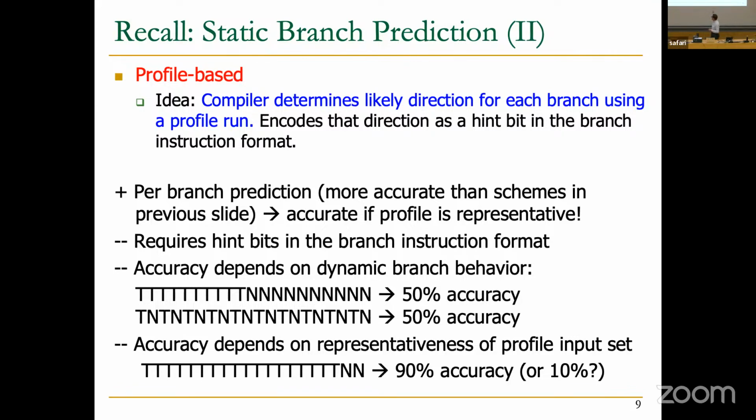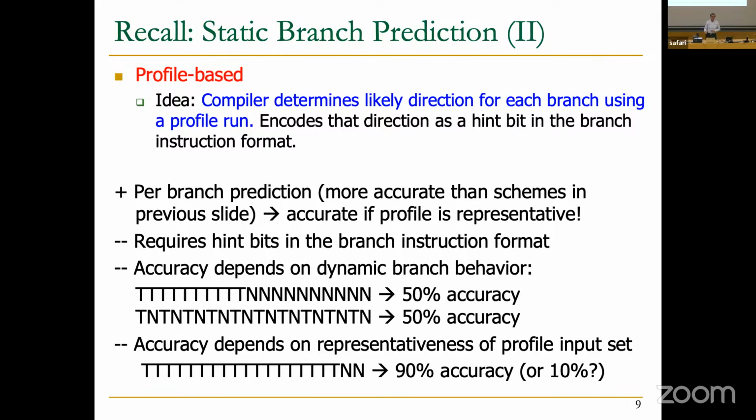So this example at the bottom demonstrates that. For example, this branch dynamic behavior is 18 instances are taken, and then 2 instances at the end are not taken. If you encoded the hint bit as taken, you get 90% accuracy. If you encoded the hint bit as not taken, you get 10% accuracy. So very much depends on the profile input set. So setting that bit is very important, as you can see.